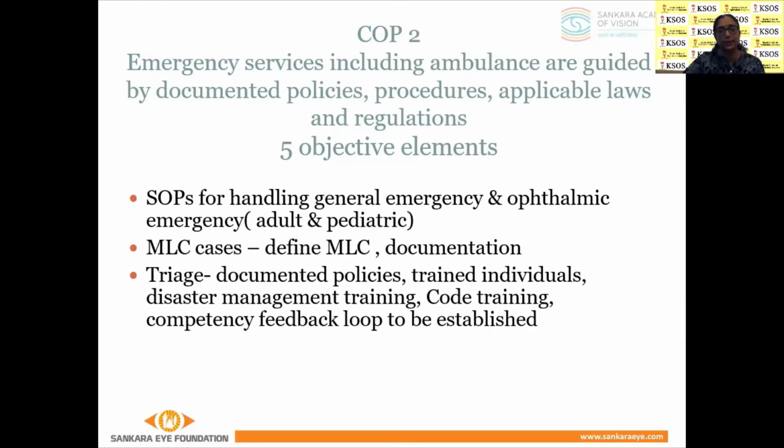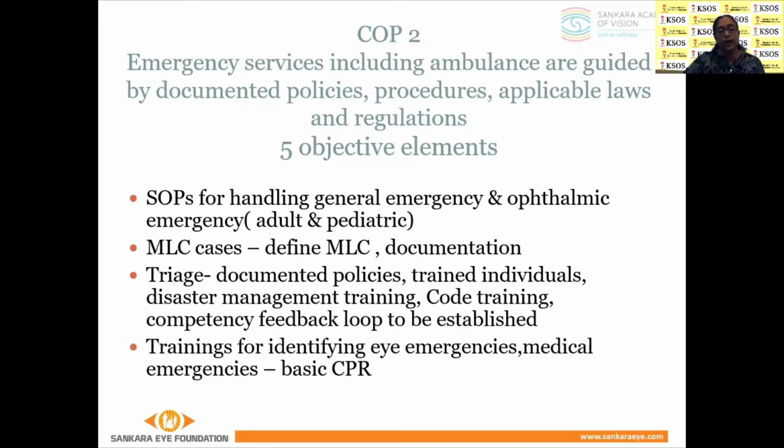There should be disaster management training, code training, like there could be a code yellow, code red. So there should be code training. Competency feedback loop should be established. So if there is one code which has happened, you should analyze the code and see if the people in the team were competent enough to give the desired result during the code. And trainings for identifying the eye emergencies, medical emergencies, like basic CPR training should be done by the institute.